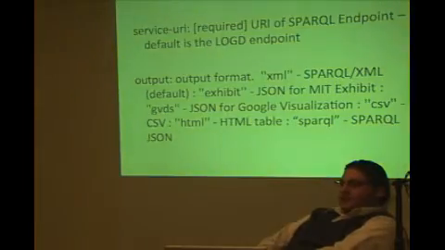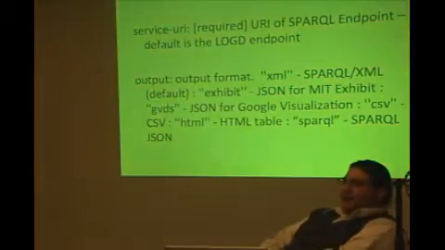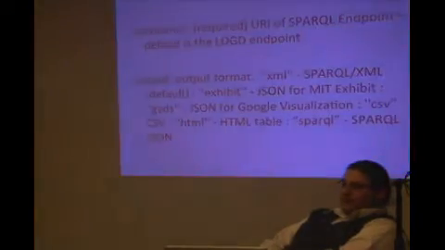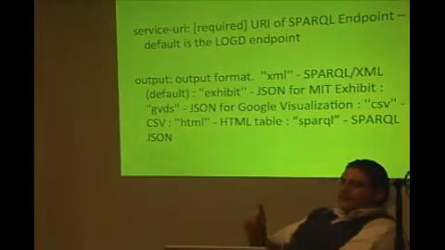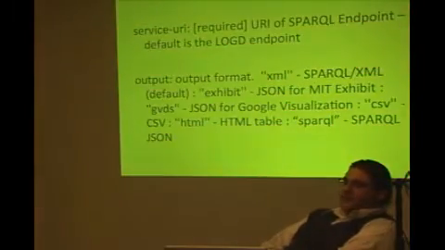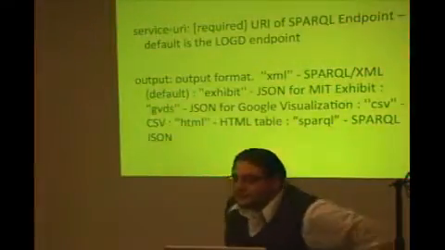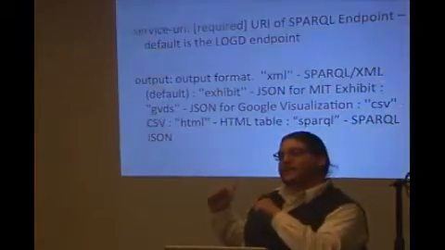Same thing with Google Viz, because we use Google Viz so much, we like it so much, we made a special output format just for Google Viz. Same thing, you can get CSV, you can get HTML, or you can get SPARQL JSON, which is kind of a pseudo-standard of SPARQL results for JSON. Any questions, any comments, any concerns?